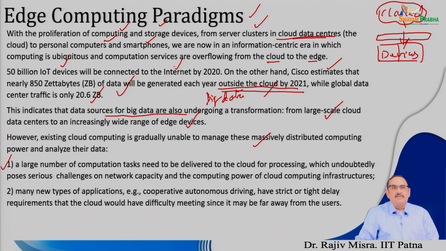Now, there are two factors. One is that a large number of computation tasks need to be delivered to the cloud for processing, which undoubtedly poses a serious challenge to the network capacity and computing power of the cloud computing infrastructure. Second, many new types of applications, such as cooperative autonomous driving, have strict delay requirements that the cloud would have difficulty meeting, since it is very far away from the source or the users.